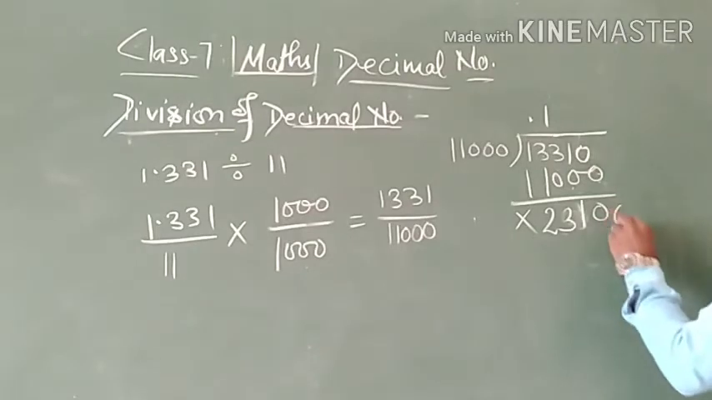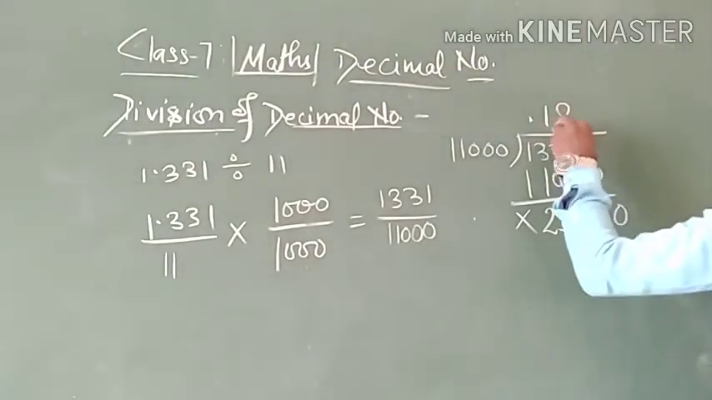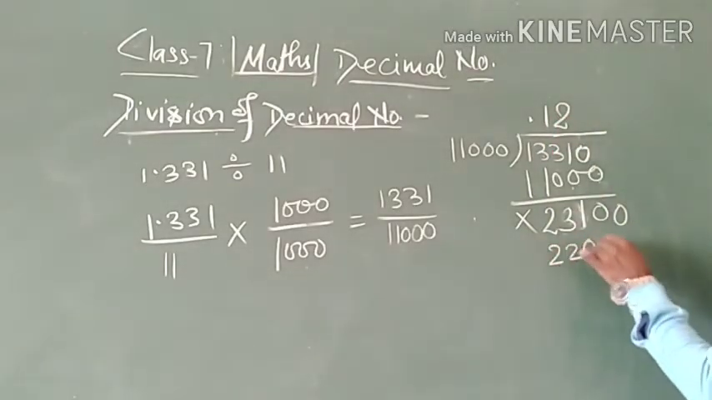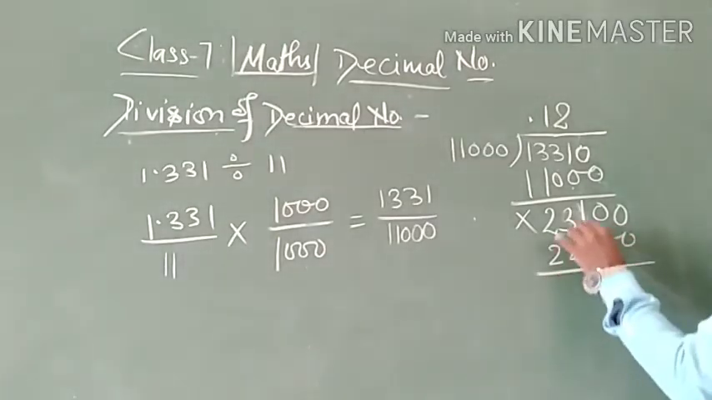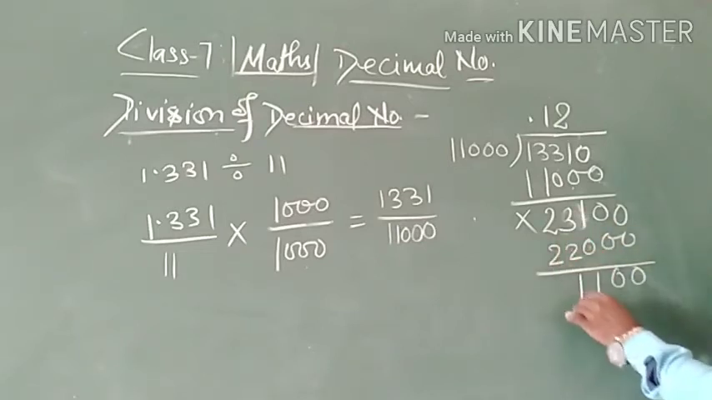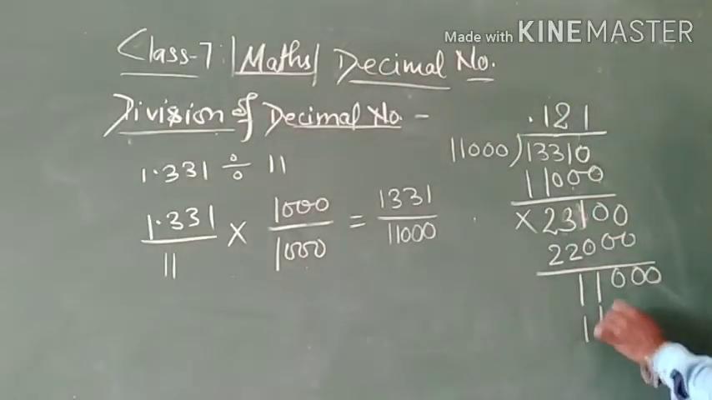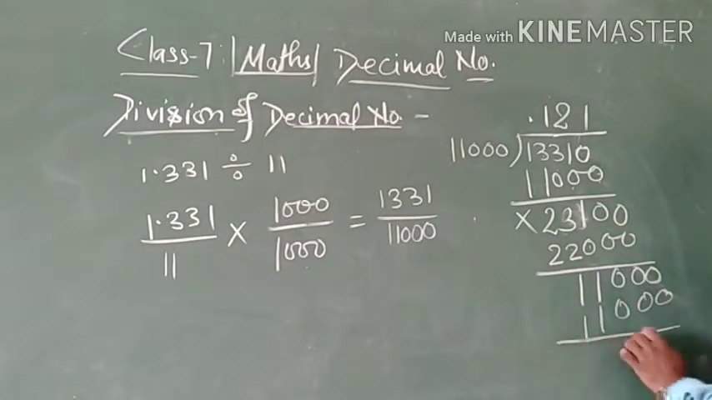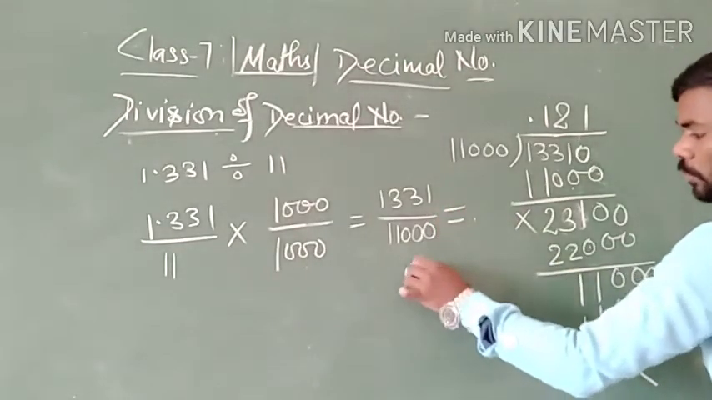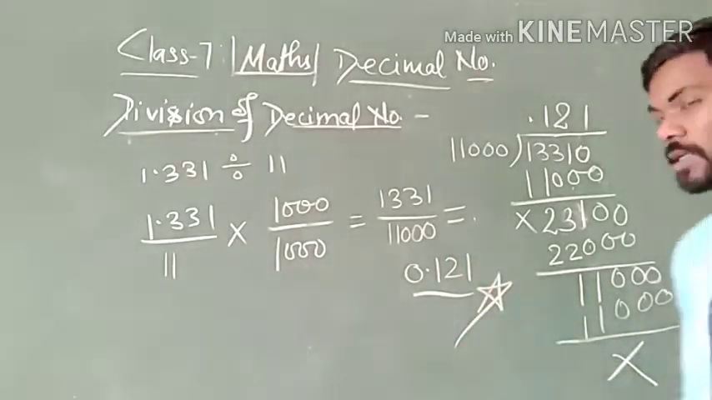Now again we add a 0 and again we divide it by 2 times. So here we get 22,000, and here we get 0 0 1 and it becomes 1, and now next we get 11,000. Okay, so in this way we get the result as 0.121, which is the right answer.